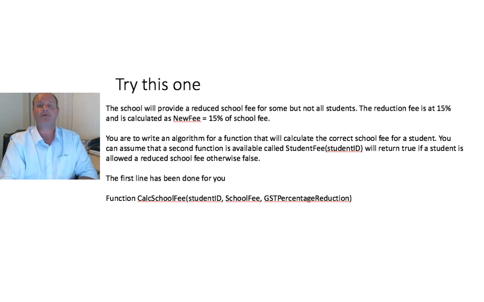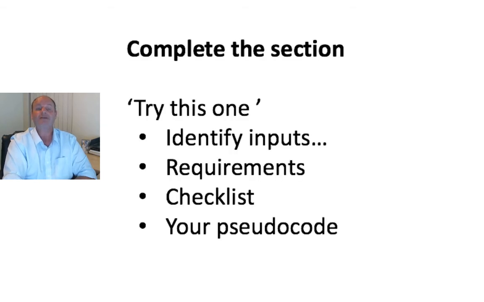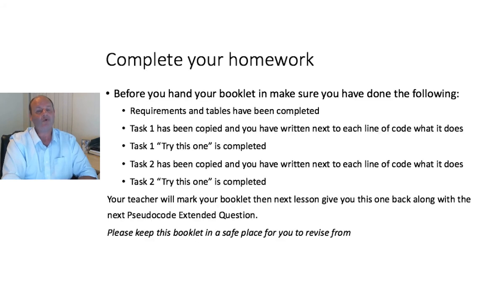Here is our last problem for this booklet, and it is one I am leaving for you to do on your own, just to see how you're getting on. This problem is on page 10 of your booklet. As always, read the question carefully, use annotation, complete the requirements and the table, and highlight the elements you're going to use in your checklist. After all of this, then write your pseudocode. I look forward to receiving your booklet. Use this slide to make sure that everything is completed in this booklet.